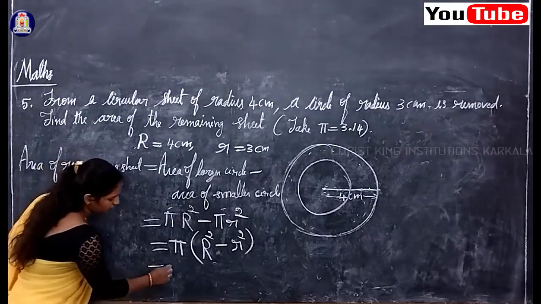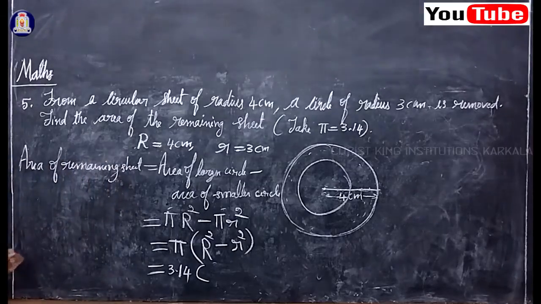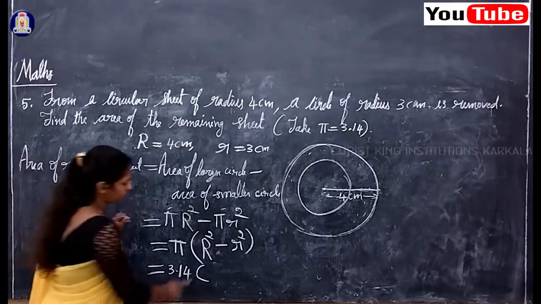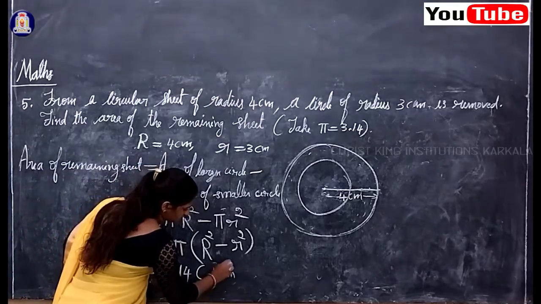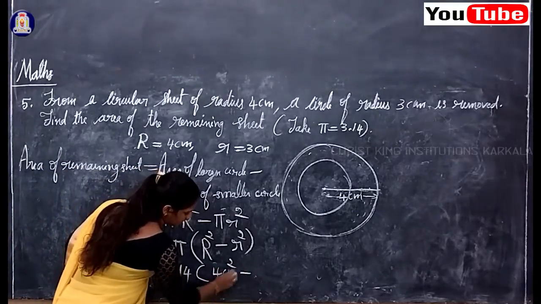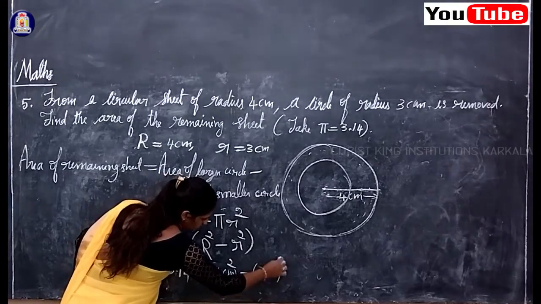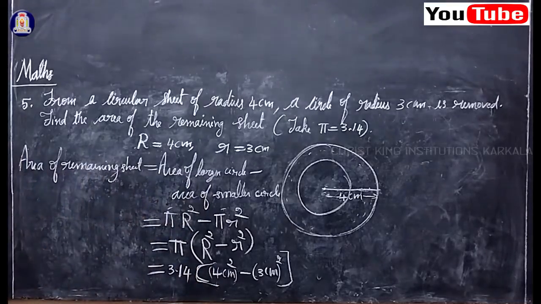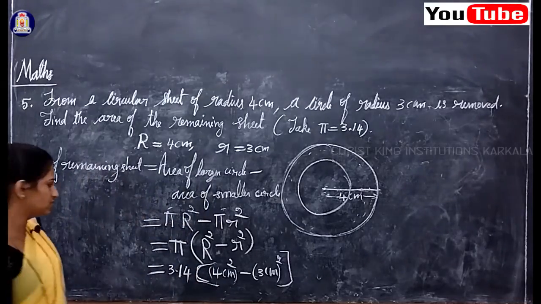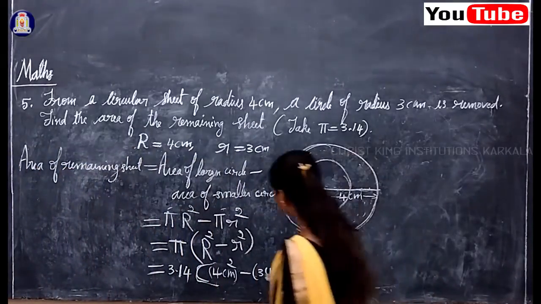So the pi value we know is 3.14, and capital R is 4 centimeter, the whole square, minus the smaller circle radius, which is 3 centimeter, the whole square. Clear? So this is 4 centimeter square minus 3 centimeter whole square. Okay, we'll simplify this.